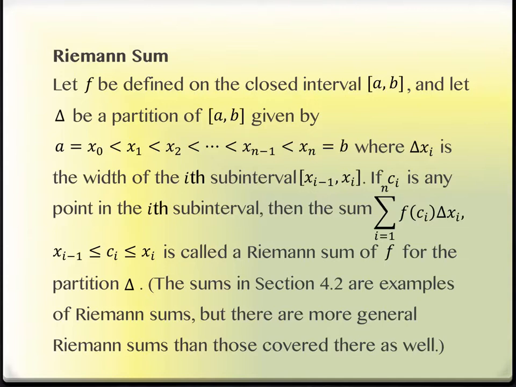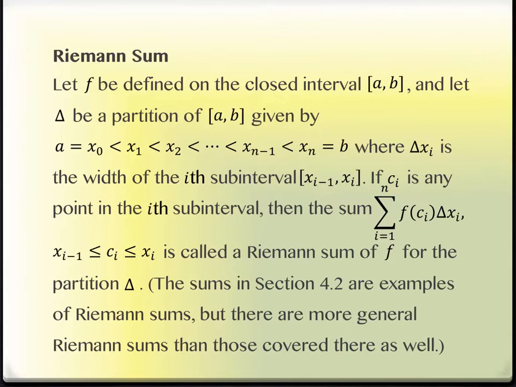So like on your quiz today, I think I gave you 4 intervals. That's what I usually do, 4 intervals. And so it'd be from x0 to x4. Those are the numbers. Where delta x sub i is the width of the ith subinterval.